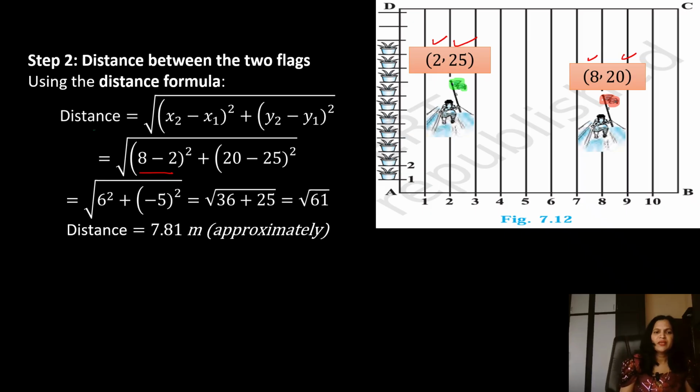Square root of 6 square is 36. Minus 5 square is 5 fives are 25. Minus into minus becomes plus. What is 25 plus 36? 30 plus 20 is 50, 6 plus 5 is 11, 11 plus 50 is 61. That is square root of 61. Distance: square root of 61.